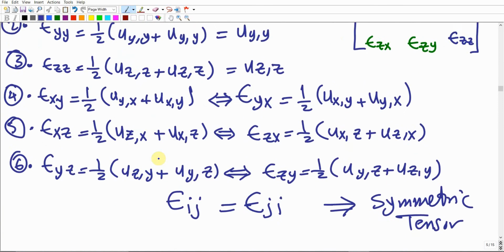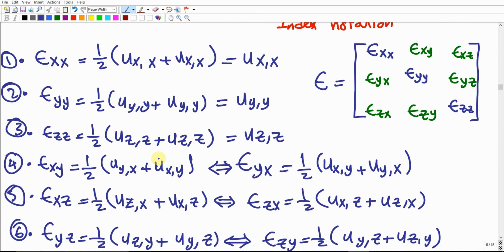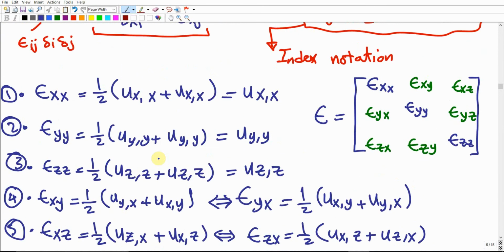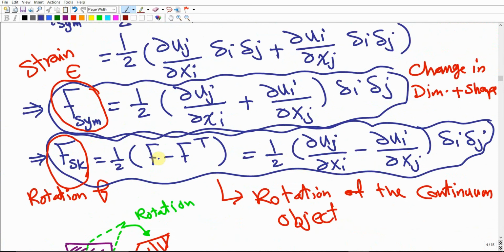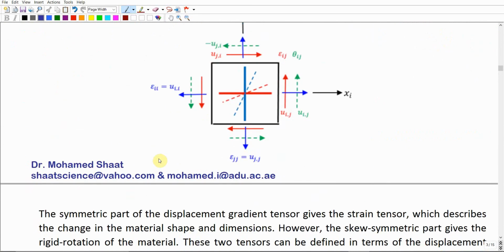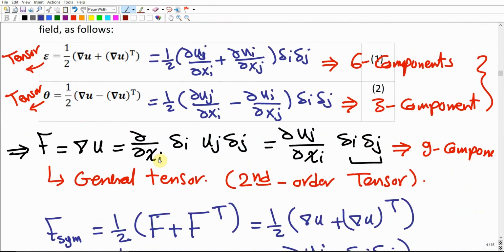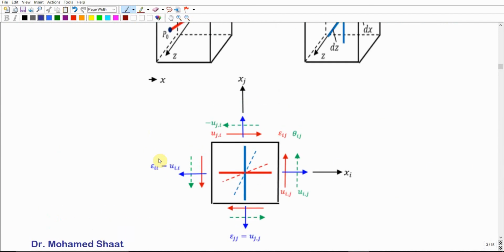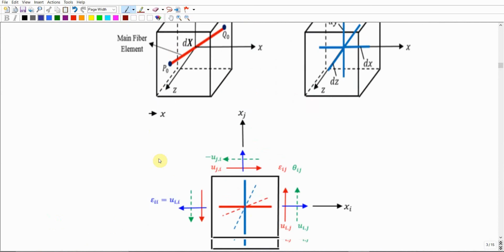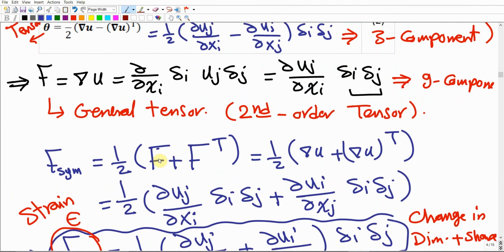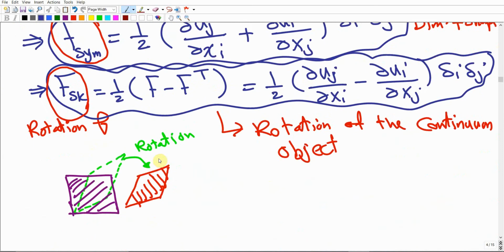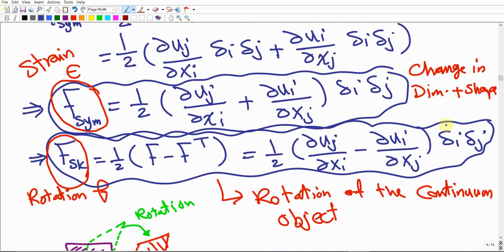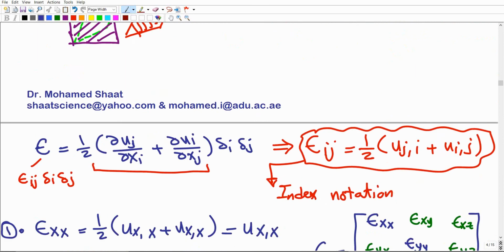So now let us discuss the physical meaning of these 6 components. We said, based on the previous discussion, that the deformation, which is the F tensor, this is the general tensor, right? The F tensor itself describes both the rotation and the change in dimensions and shape, right? And just the symmetric part of this F is going to give us the strain. And the strain is going to describe the change in dimensions and shape, but it will not describe any rotation, right? So let us understand these components.